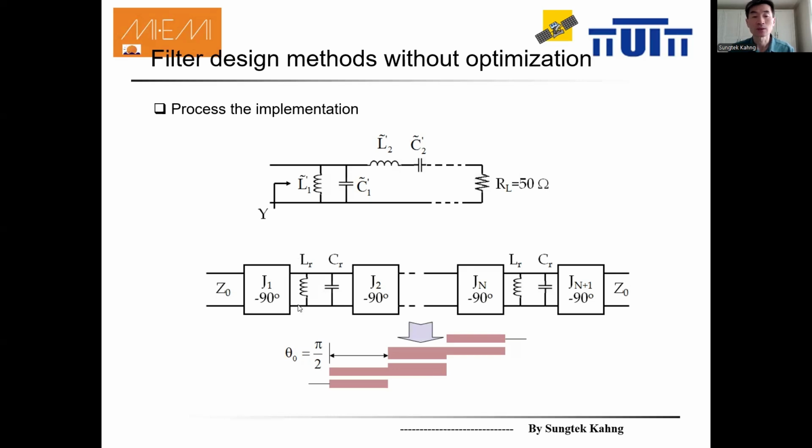Then these resonators come to have slightly different frequencies by the insertion of coupling coefficients. Coupling coefficients are expressed as J inverter and K inverter. These are resonators, right? These resonators are much different from the ideal one.